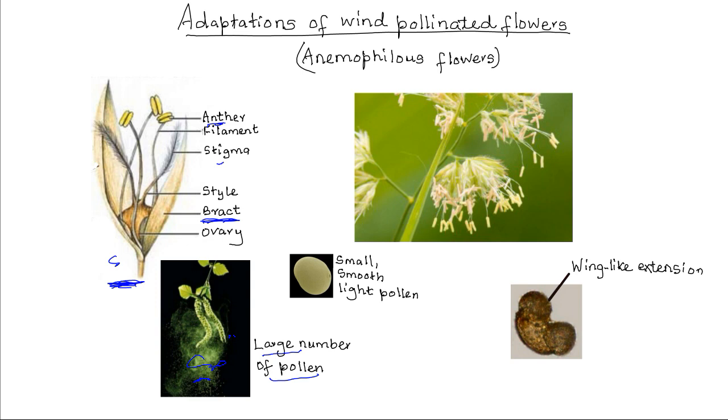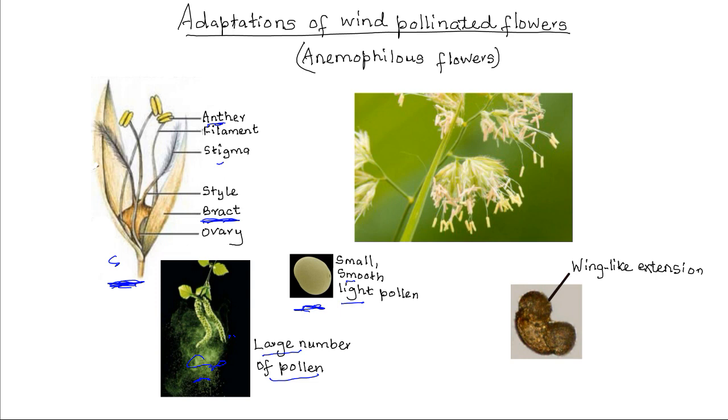Another feature is that the pollen grains produced are small and light in weight, and usually they have a smooth outline for easy flotation and movement by the wind. So they're small, smooth in outline, and light in weight, so that they can be easily carried away by the wind.